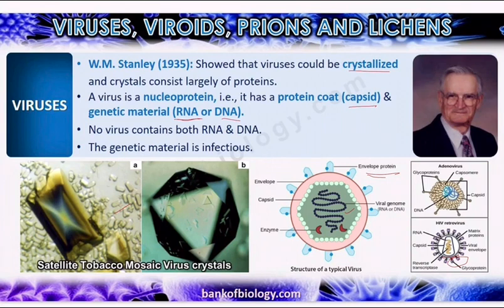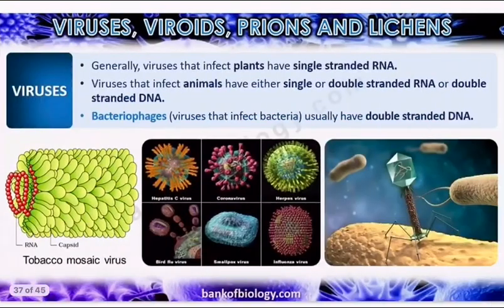So this is how. Now what scientists are trying to do, these glycoprotein spikes are there, no? If we can make the surface of any cell in our body non-receptive to this, corona will not be there. That is the idea. So generally viruses that infect plants have single-stranded RNA, which means one thread will be there. Viruses that infect animals have either single or double-stranded RNA. So we say dsRNA, double-stranded RNA.